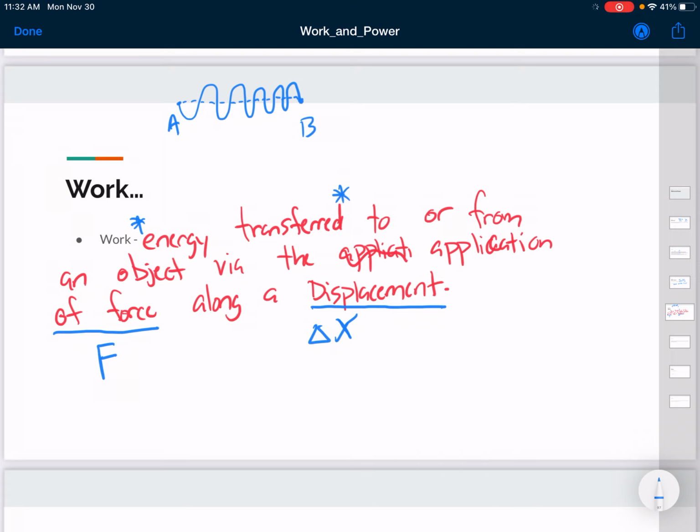So our formula for work is going to end up being work equals force times, and we'll call it delta x for displacement. So work equals force times delta x, which is displacement.